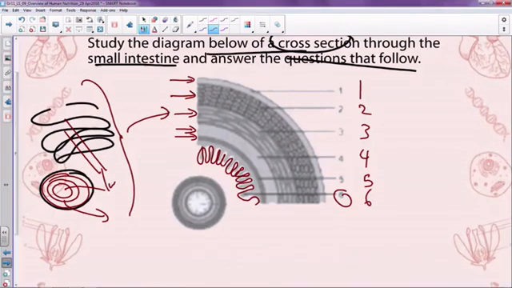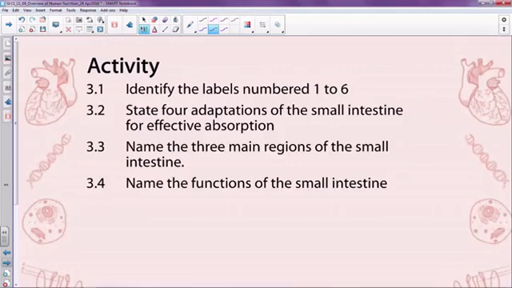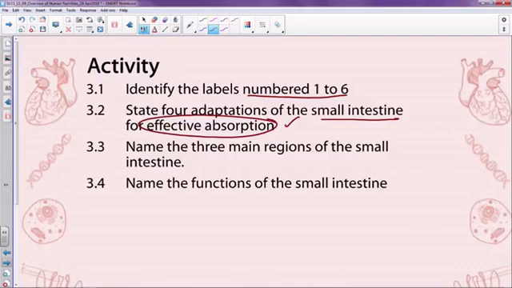So let's get straight to some of these questions. 3.1. Identify the labels numbered 1 to 6, which we will do in a little while. 3.2. State 4 adaptations of the small intestine for effective absorption. This is a very important question. Often you would get a question which would require you to explain how the small intestine is adapted for absorption. 3.3. Name the 3 main regions of the small intestine, and that's quite an easy question. And then name the functions of the small intestine. So let's look at these 4 questions and try to unpack the answers for them.